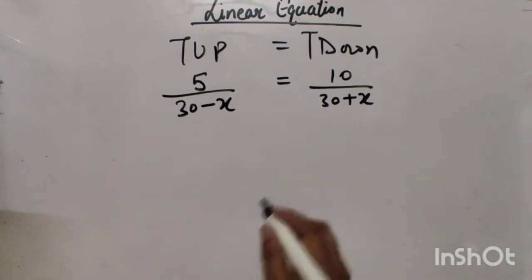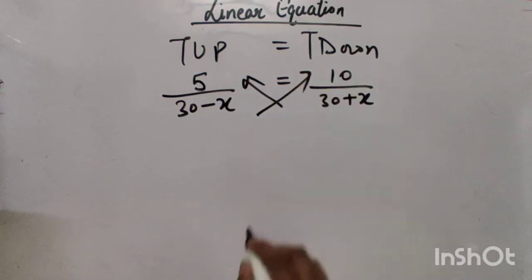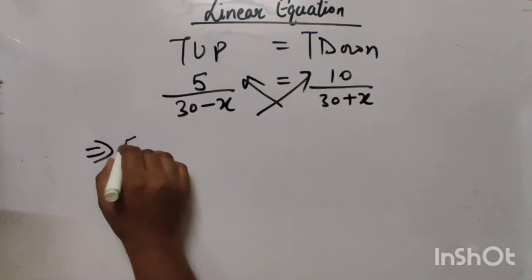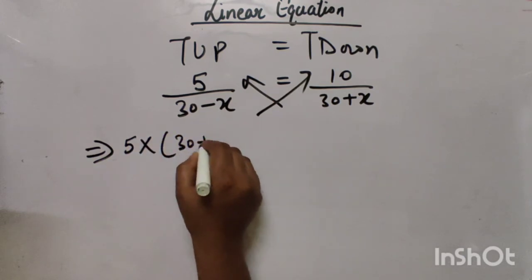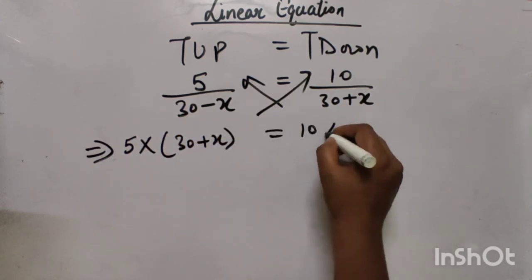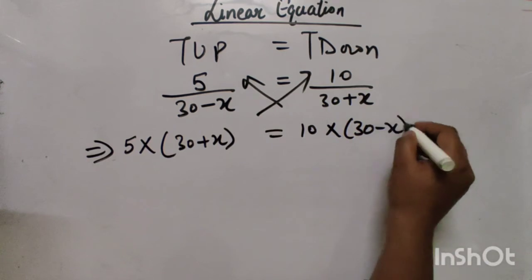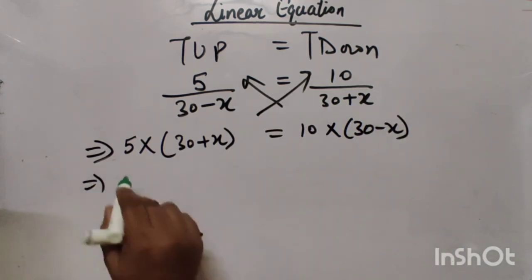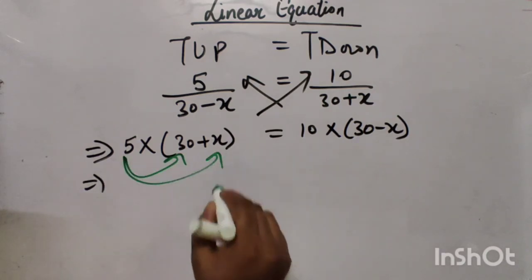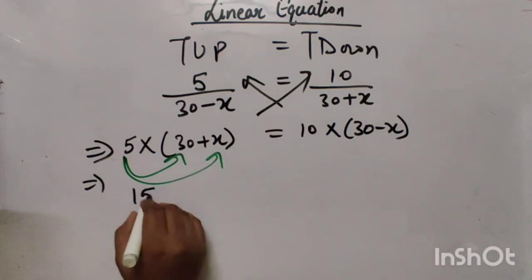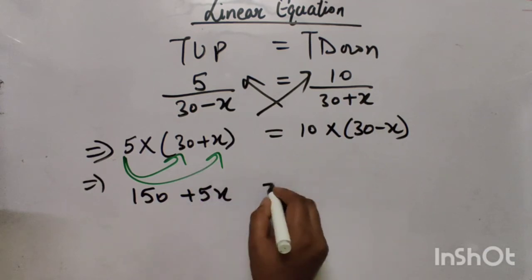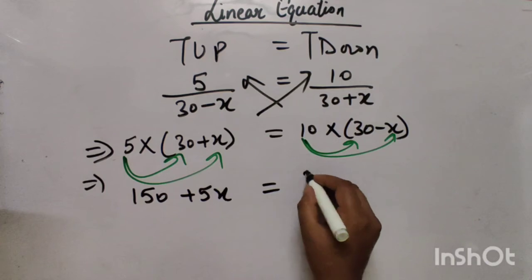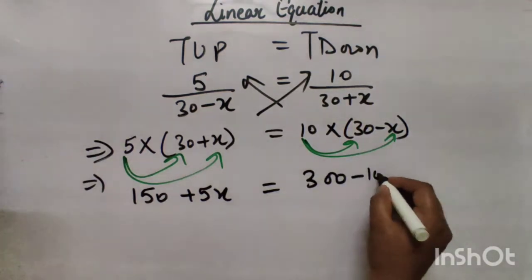Now we have to cross multiply to make it denominator free. So we are going to cross multiply: 5 multiplied by 30 plus x, and 10 multiplied by 30 minus x. Now following the distributive property, this will be multiplied with this and this. So here we can see 150 plus 5x. By following the same rule here, it will become 300 minus 10x.